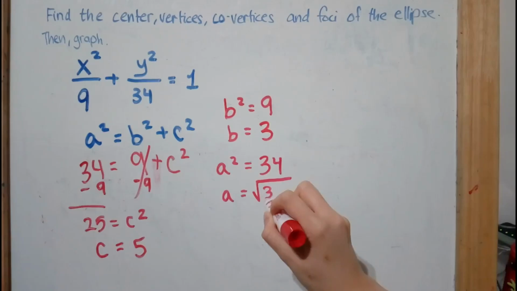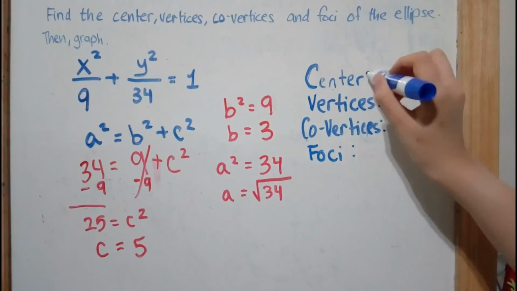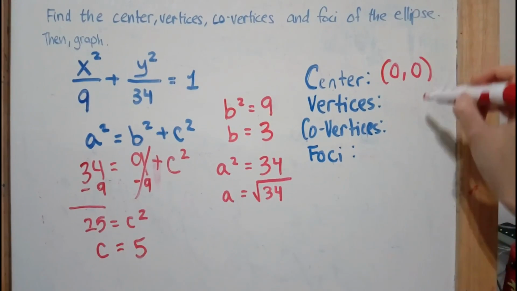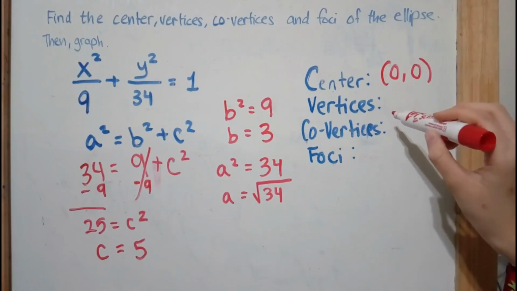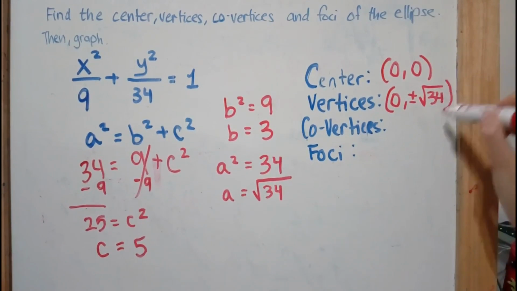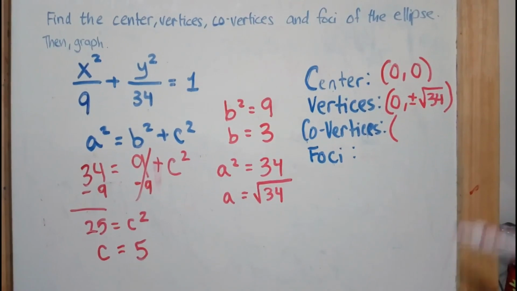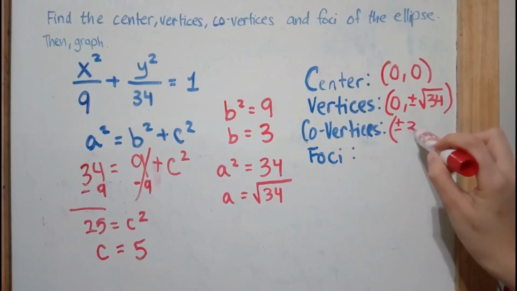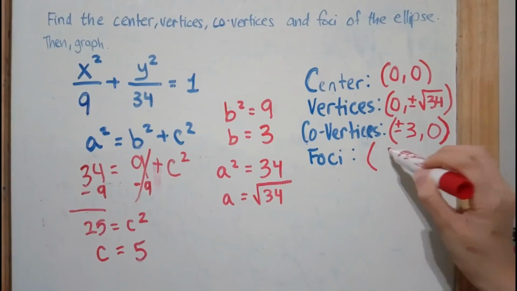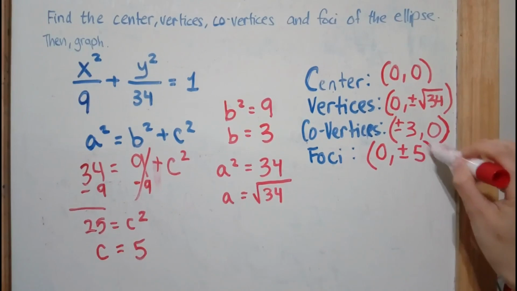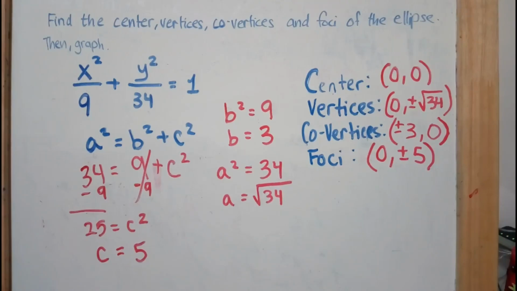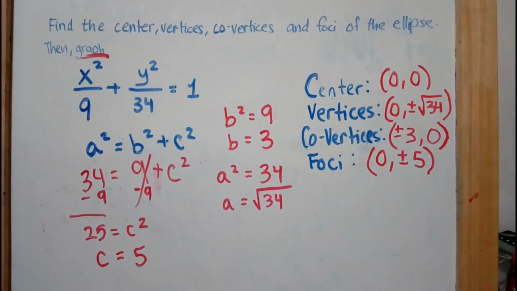So we know that we can find the center in the numerator as h, k, but since there is nothing being added or subtracted to the x or y in the numerator, then the center is 0, 0. Then we can add a to the y value since it is under y squared to get 0, plus or minus square root of 34. Then the covertices, we can add b to the x value to get plus or minus 3, 0. For the foci, we can add c to the y value, getting 0, plus or minus 5, and that's the answer.